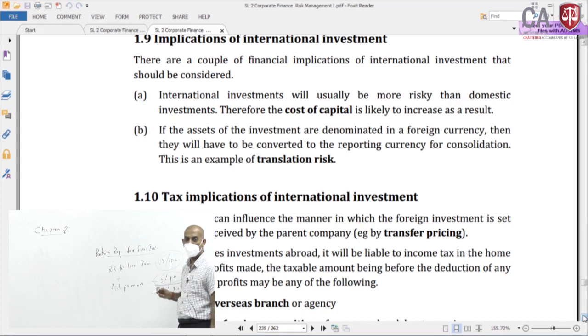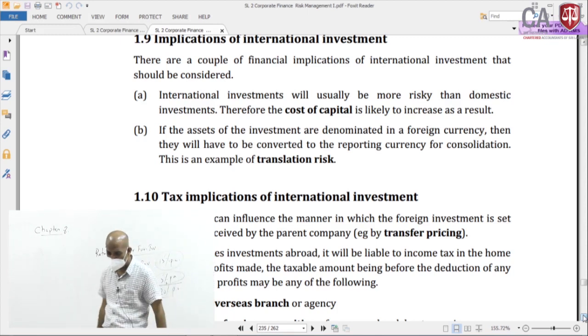For going abroad, whatever risk we talked about, you are looking at that from a return perspective. As I get more returns, I am fine, so I can recover my investment faster. So this is how the return could be expected.